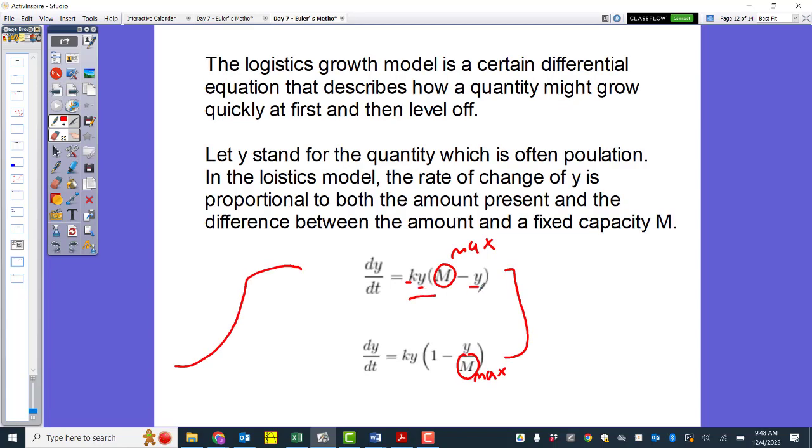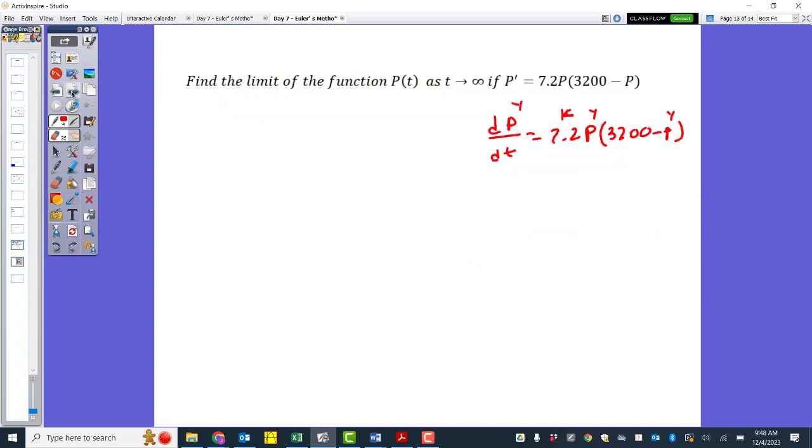If we look, that looks exactly like this equation right here. Since p is by itself, that means 3200 must be our max. And so if that's our max, the limit as t goes to infinity of p of t is going to equal whatever the max is. So that's just going to equal 3200. It's not going to get much more complicated than that.